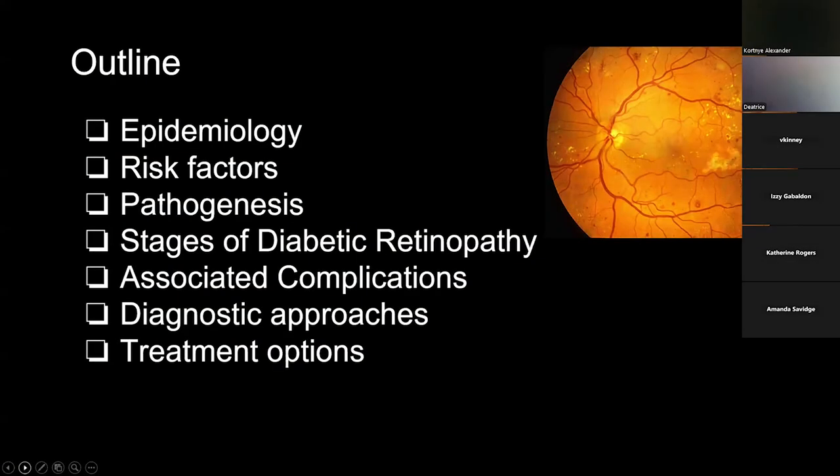My name is Quingie Wang. Thanks for the opportunity to give this brief summary about diabetic retinopathy. So basically, this is my outline for the presentation for the day. Start with talking about epidemiology, talk about a couple of risk factors associated with diabetic retinopathy, along with a simple touch on the pathogenesis, different stages of diabetic retinopathy, and associated complications with this condition, and conclude with a diagnostic approach and treatment options. So that's the outline of my talk today.